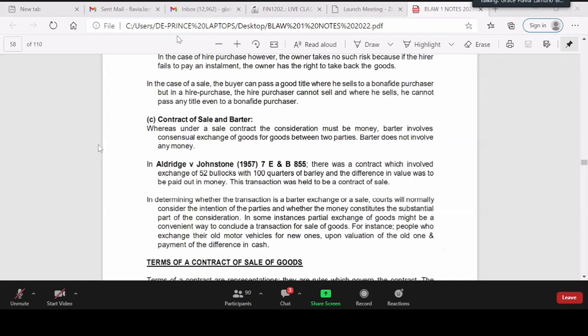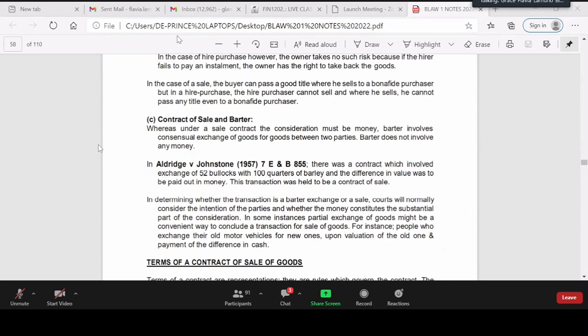The fourth similarity between the two is the subject matter. In both contracts are goods. You're dealing in goods. So the subject matter is the same, which are both talking about goods. Then the difference between the two is in relation to consideration. It's a similarity, but it's also a difference.